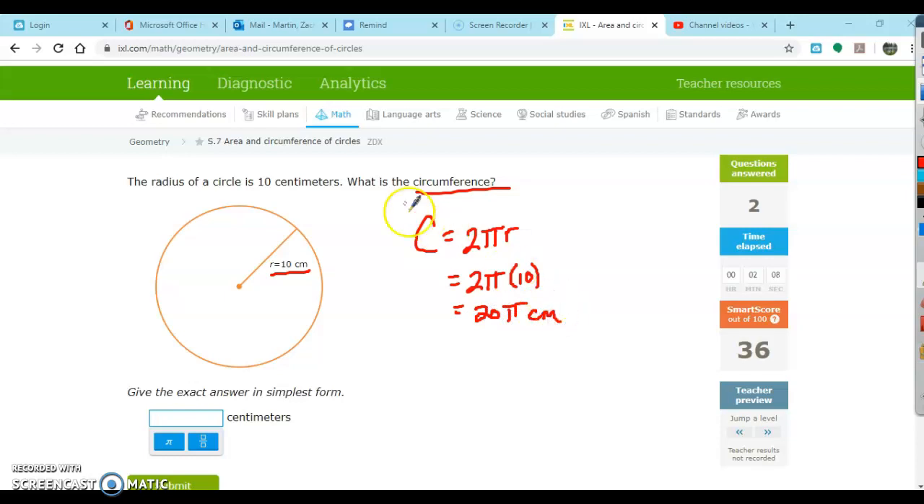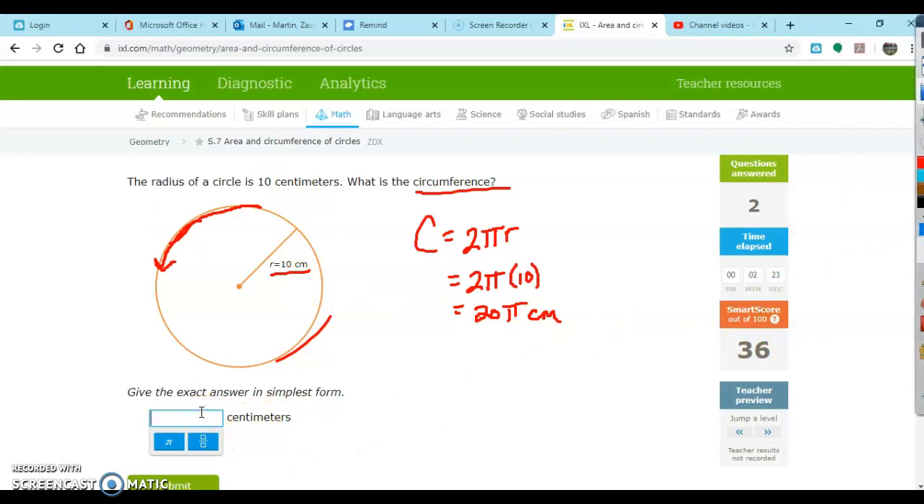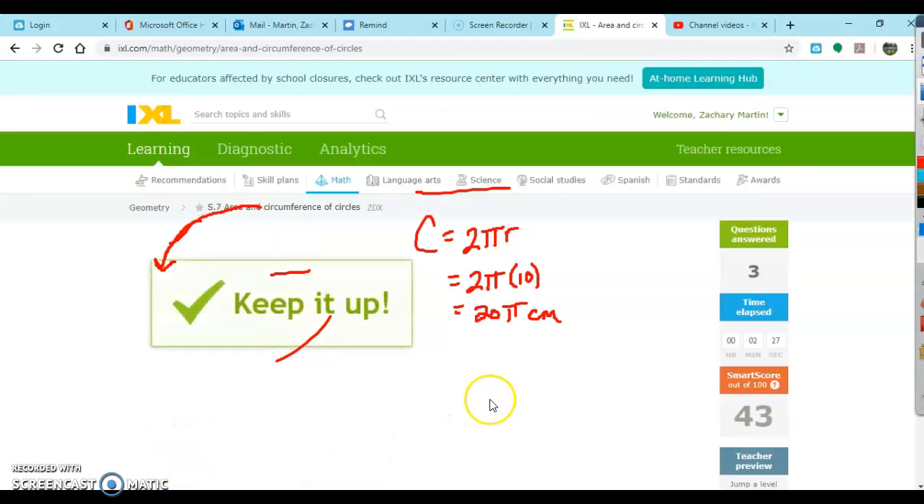The circumference, keep in mind, is the distance around the circle. So if we were to trace this and go all the way around, we'd find the length of this circumference, or the distance around the circle. So that's 20 pi centimeters for the circumference there.